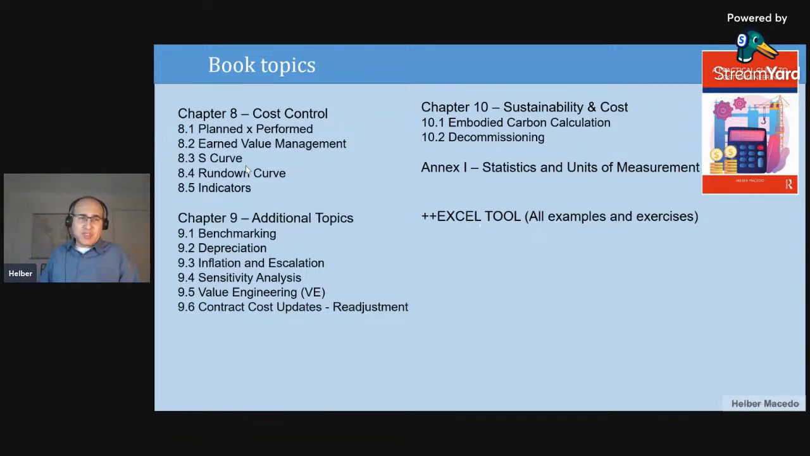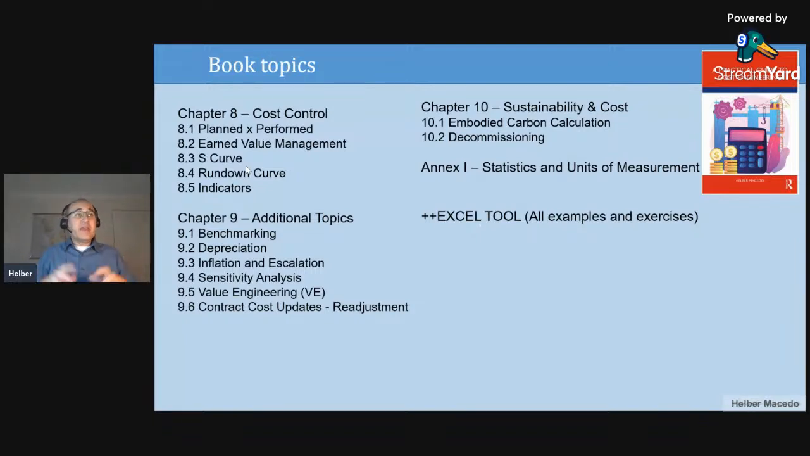Then, to finalize this part of the book topics, we move to the execution phase where we need to have our cost management. We need to have cost control. So we will try to give examples like earned value management. So what is it? How to use it? And also the basic stuff when you make a comparison between what is planned, the budget, and what is performed, your actuals, and how to do this analysis. And finally, some additional things like S curve, burndown curve, and the indicators that could be in the scorecard, for example.